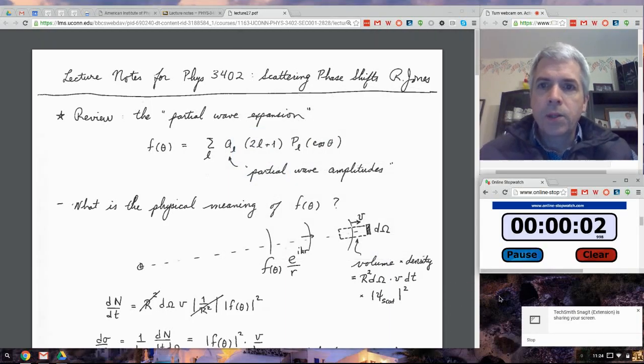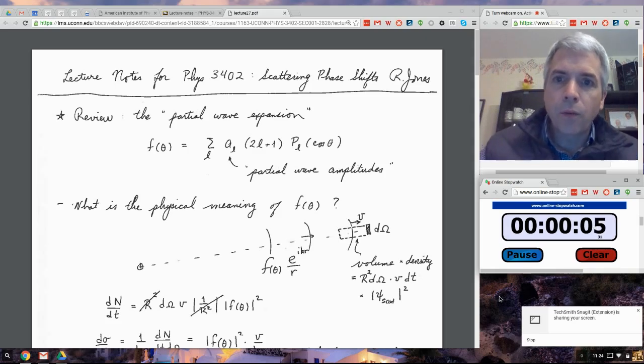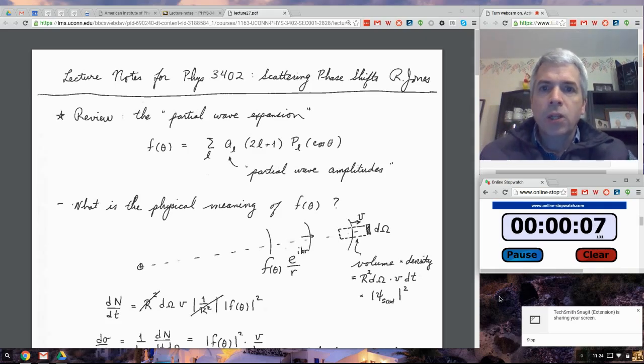Well, welcome back to Physics 3402, the section on scattering and scattering theory in quantum mechanics. I think this is the fourth lecture in a series of 6 or so on this topic, and I want to spend just a couple of moments going back over where we've been to set the stage for what I'm going to be talking about today.